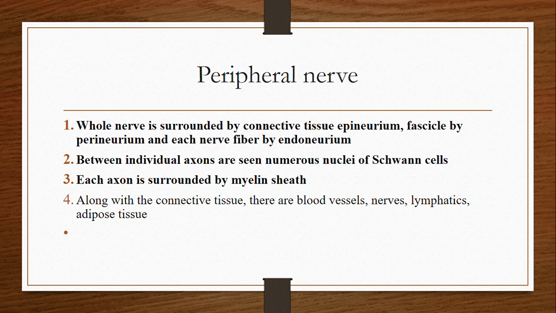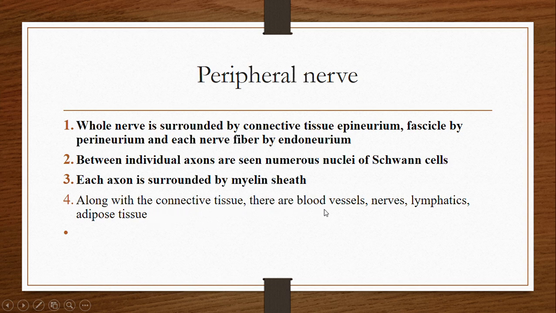A number of nerve fibers together form a fascicle. That fasciculus is covered by means of a perineurium, and a number of fascicles together form a nerve that is covered with an epineurium. Between individual axons are seen numerous nuclei of Schwann cells. Schwann cells, the supporting cells, also can be seen in relation with the individual axons. Each axon is covered with myelin sheath. Myelinated fibers can be seen along with the connective tissue.